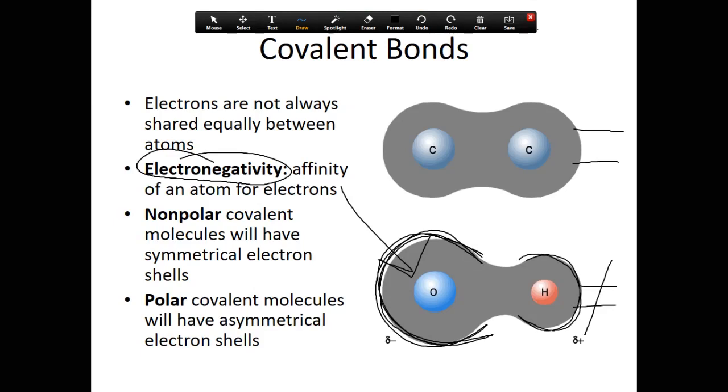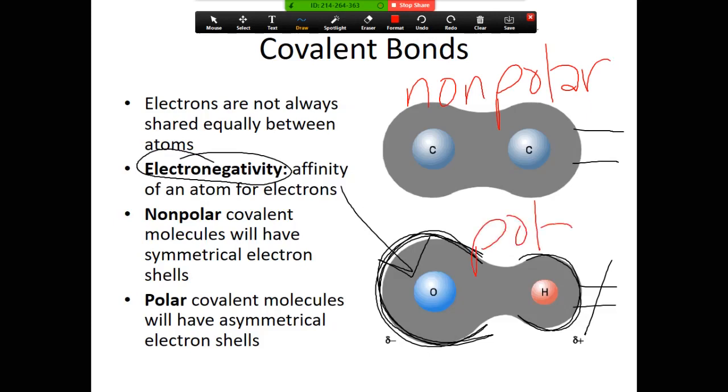So now that we've talked about equal and unequal sharing, we have terms for that as well. The top picture, nice and symmetrical and equal sharing, represents a nonpolar covalent bond. Okay, still covalent because it's sharing. The bottom one down here is a polar covalent bond, still sharing, just not equally.